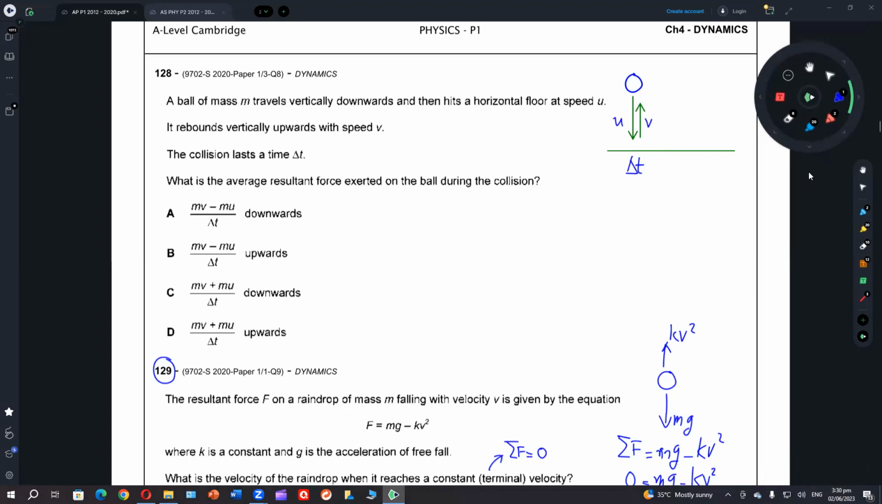So the ball is dropping and rebounding with speed v. The collision lasts for delta t. What is the average resultant force? What is the formula for force in this chapter? Force is equal to impulse upon time. This is the formula for force. Impulse is equal to m(v minus u) upon delta t.